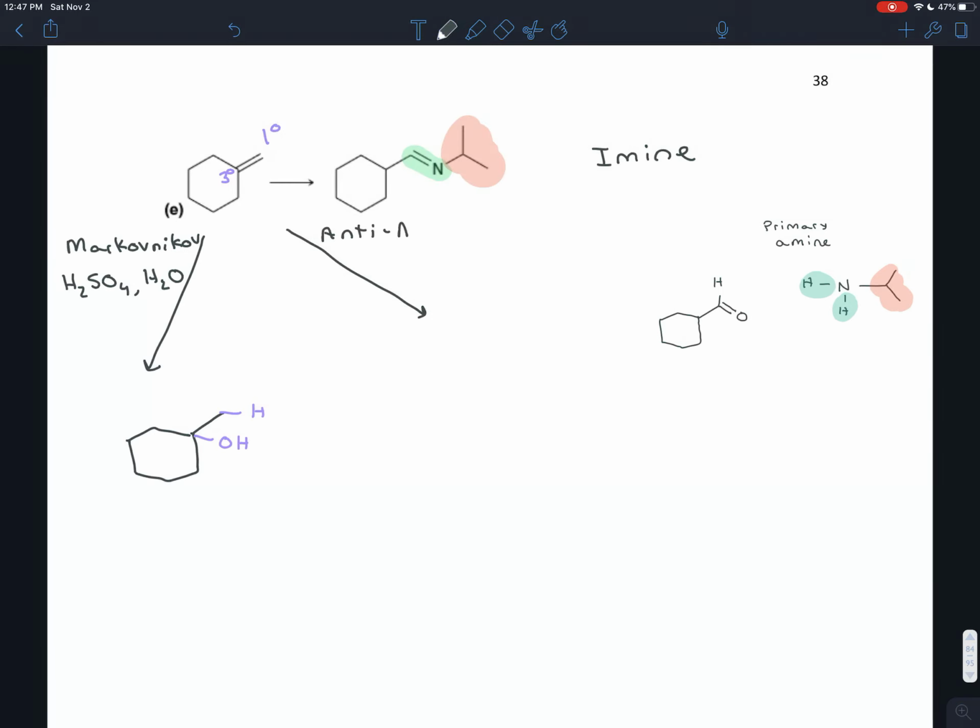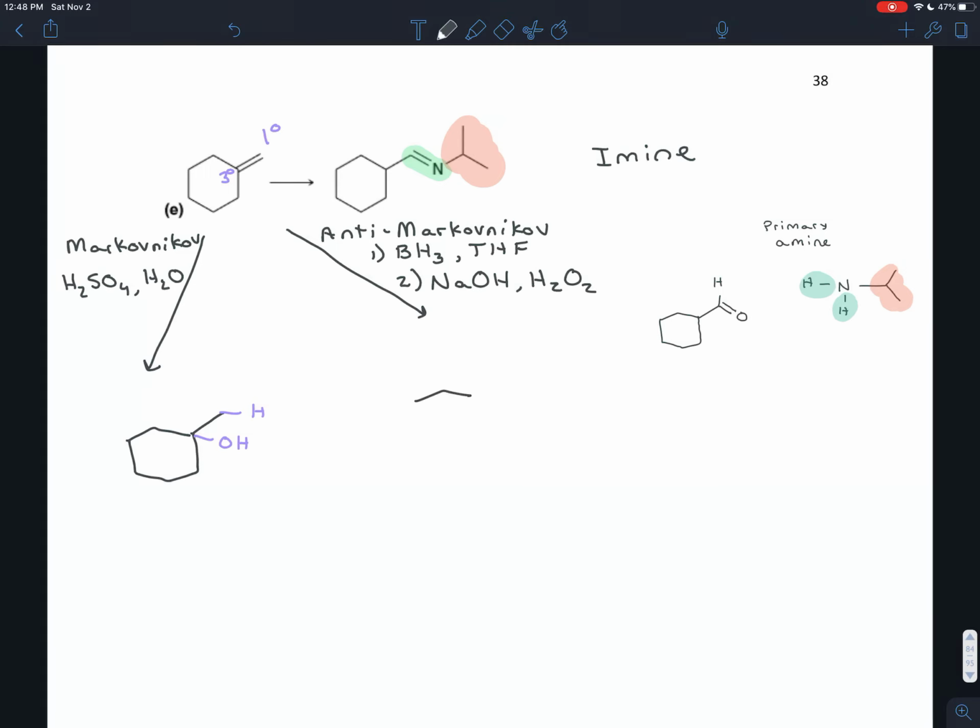So that's one possibility. The other possibility, if you want to add H and OH, is you could do an anti-Markovnikov addition. And that's hydroboration oxidation. So first you add hydrogen and boron with BH3, that's stabilized by tetrahydrofuran, THF. And the second step is to replace the boron with an oxygen, so it's oxidation. So overall it's hydroboration, and then this next step, oxidation.